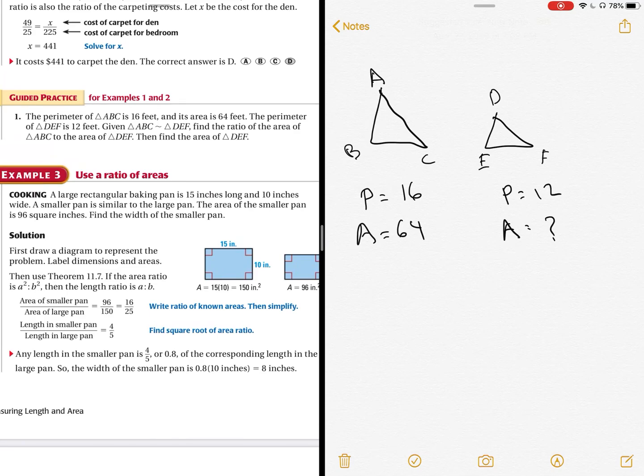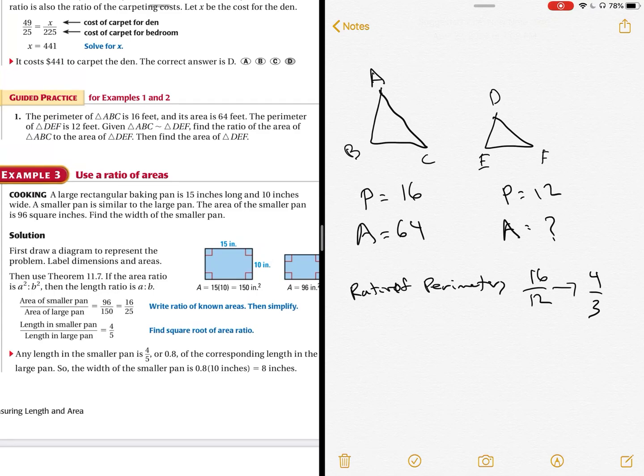All right. So we don't have any sides, but we do have both perimeters. We know the perimeters and the sides have the same ratio. So I'm going to start with that. So the ratio of perimeters is going to be 16 to 12. Okay, and that can be simplified a little bit, right? Could reduce both of those by 4, so 4 to 3. So that's the same thing as the ratio of sides. Sides and perimeters are both going to be 4 to 3.